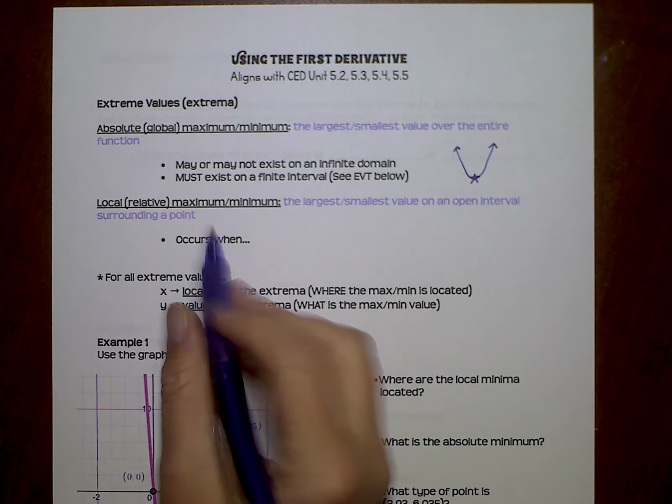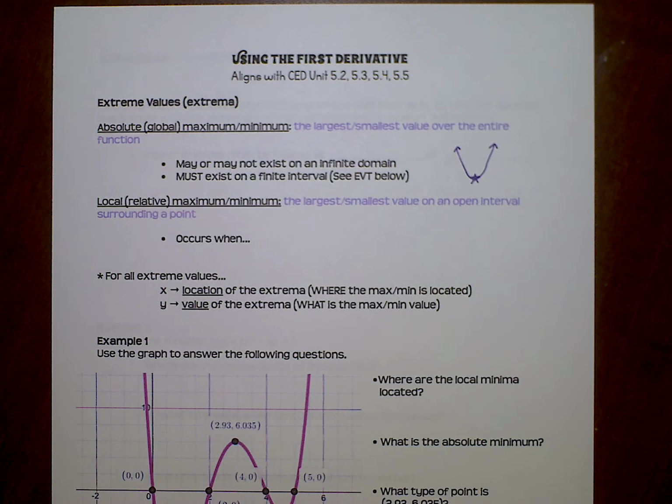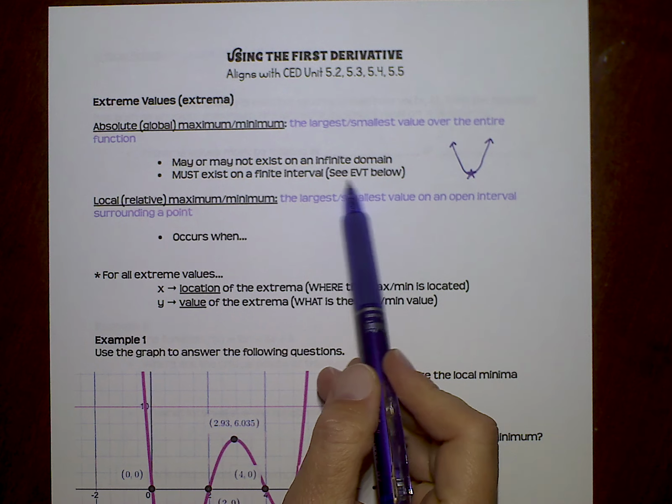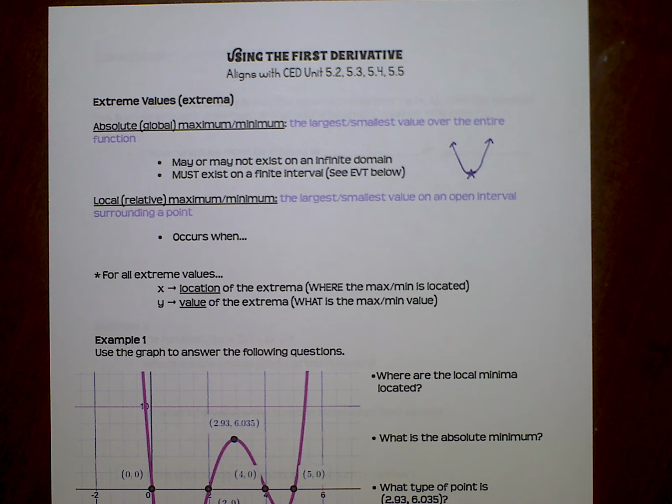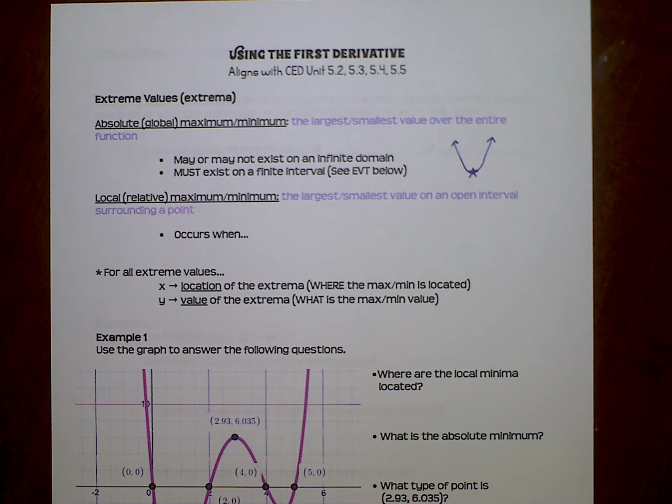Now this second point where it says must exist on a finite interval, that's a little different story and we're actually going to save that for later in the lesson. We're going to talk about something called the extreme value theorem, and that's what this is referring to. So, to be continued on that.